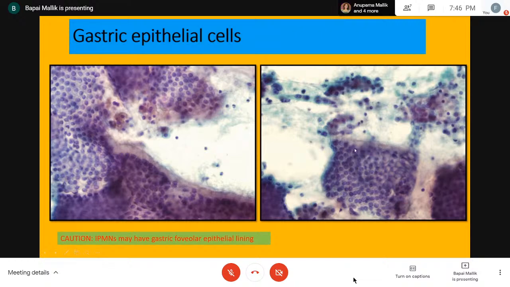And by looking at these cells, you should be able to say that these are gastric epithelial cells. Remember that one of the lesions that we are going to deal with a little bit later is intraductal papillomucinous neoplasms. Very commonly, the lining epithelium is gastric foveolar type cells. So we have to be very careful that we are not mistaking gastric epithelial cells for the cells of IPMNs. Okay, so this is a pitfall in diagnosis. IPMNs with gastric foveolar epithelial lining resemble gastric epithelial cells, of course, because that's what they are.